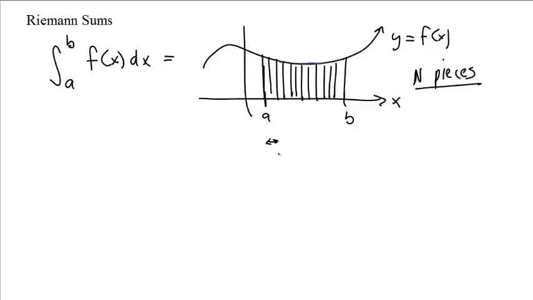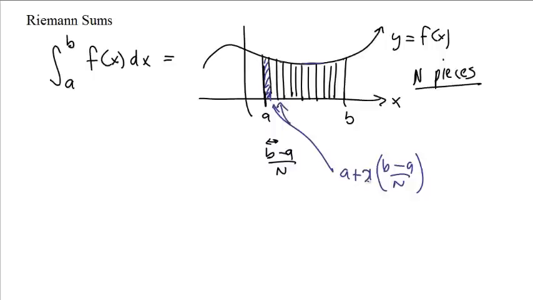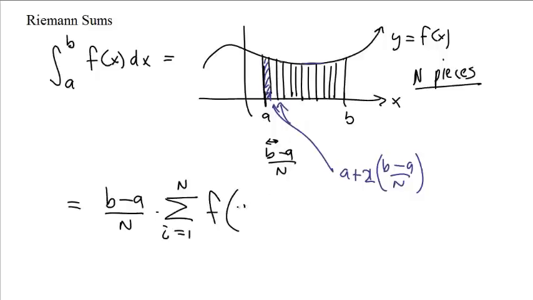If there are n pieces, then each little tiny piece is going to be b minus a over n. And the first area I'm going to approximate by plugging in the right endpoint, which is a plus 1 times b minus a over n. And then the next one is going to be a plus 2 times b minus a over n. And so what we're going to get is this sum: they all have a b minus a over n, and then we multiply by the sum. We want to add up all n pieces, i equals 1 up to n, and we plug into the function f the endpoint, which is going to be a plus i times b minus a over n. The first one is a plus 1 times b minus a over n, a plus 2 times b minus a over n, and so on. And to get the full on Riemann sum, what could be better than n pieces?